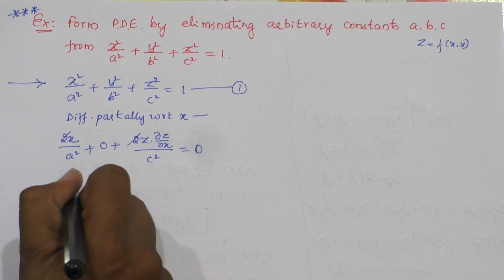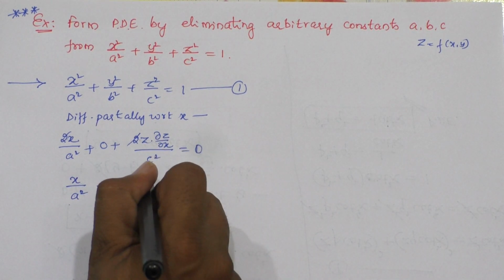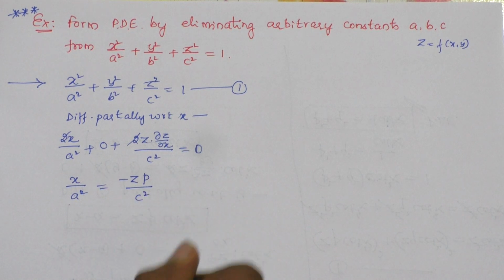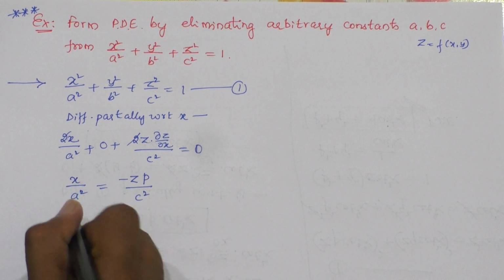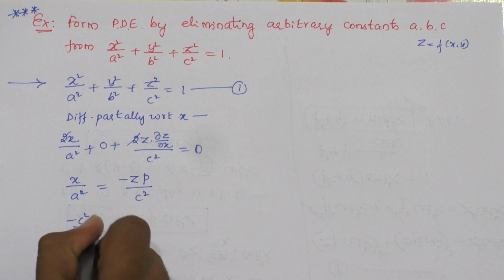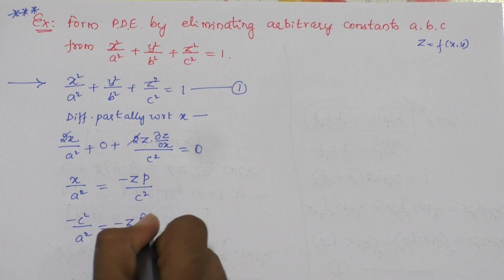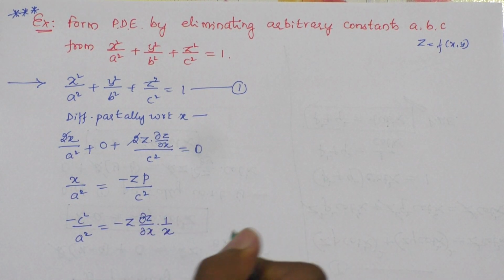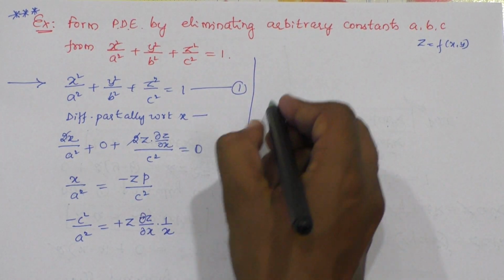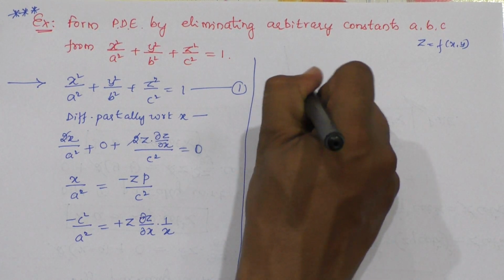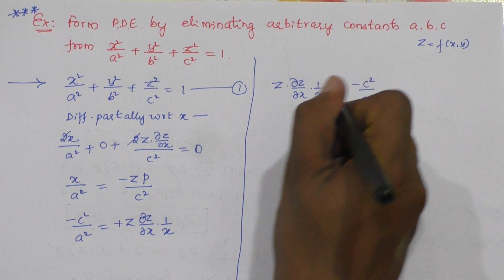So x by a square is equal to, taking that term to the other side, minus z, dou z by dou x, which is p, divided by c square. If you take c square to this side, it will be minus c square by a square, which is equal to minus z, p meaning dou z by dou x, into 1 by x. So z, dou z by dou x into 1 by x is equal to minus c square by a square. Like this we got.